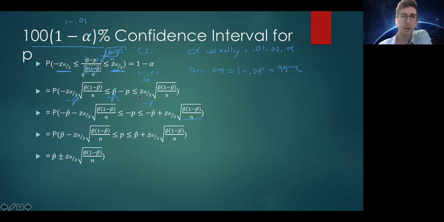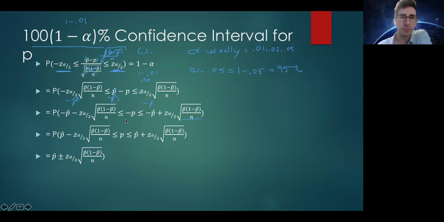plus everything, right? This is a positive. And then we have negative p hat minus everything. And then we're left with negative p in the middle. So we have basically one more step, kind of two that I've squeezed into one step here.